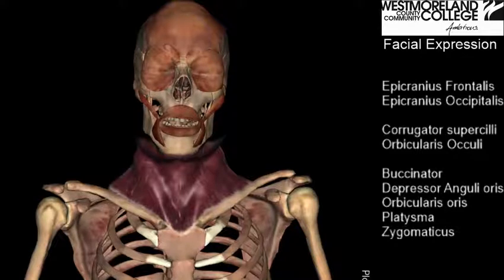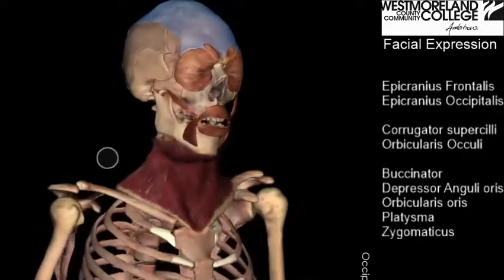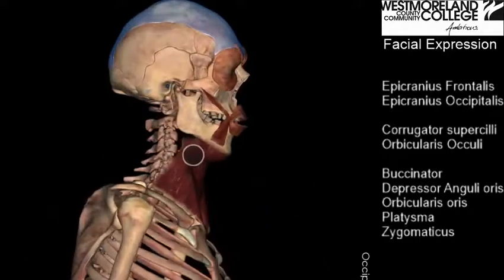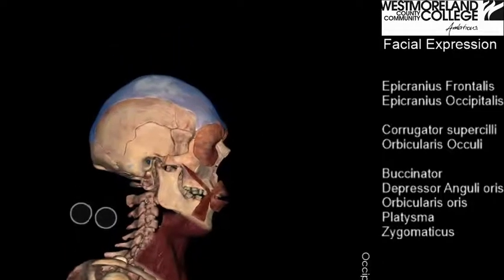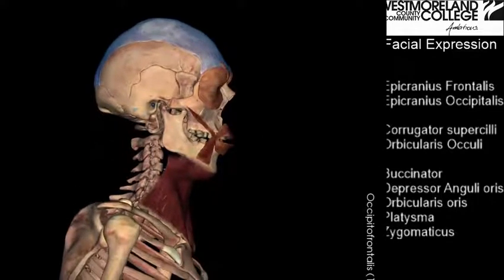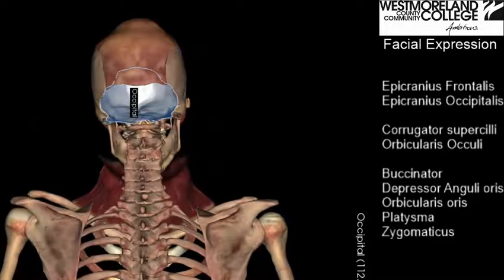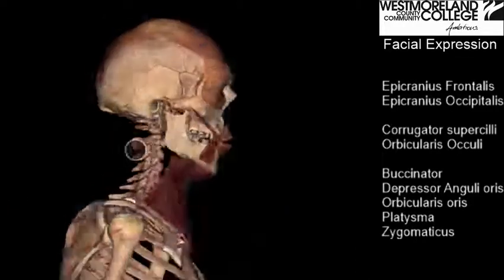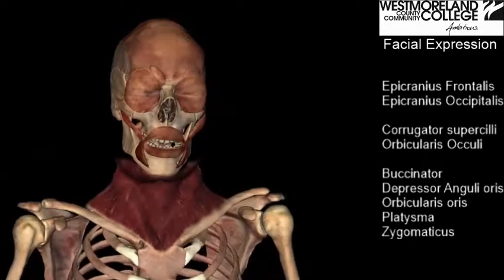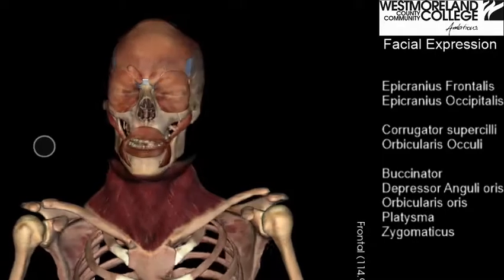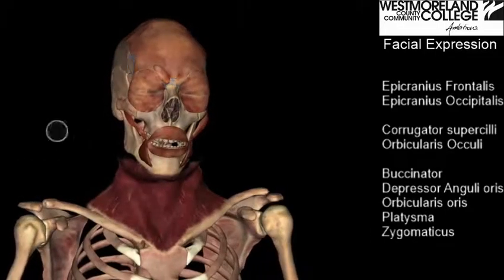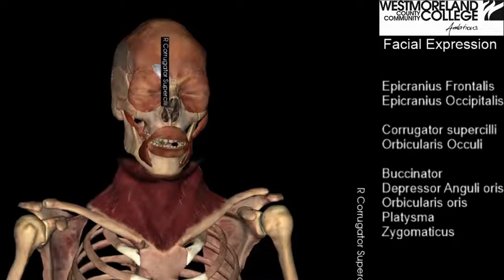Let's look at the muscles of facial expression, starting with the epicranius frontalis and epicranius occipitalis. You'll see in many resources those are combined, as they are on this image here. So they are one complete structure on this video that goes from the occipitalis all the way to basically the eyebrow or skin of the eyebrows. So this will be used to draw the scalp posterior and anteriorly, depending on which specific muscle was doing it.